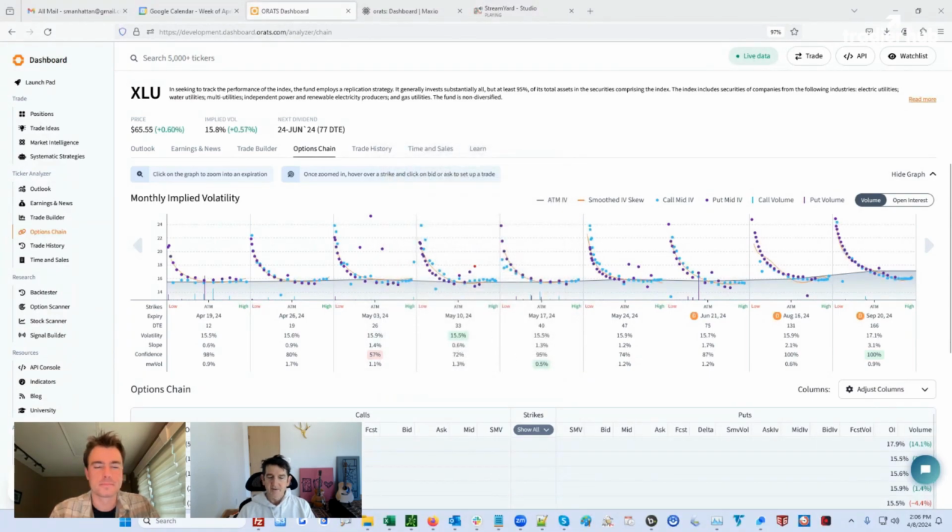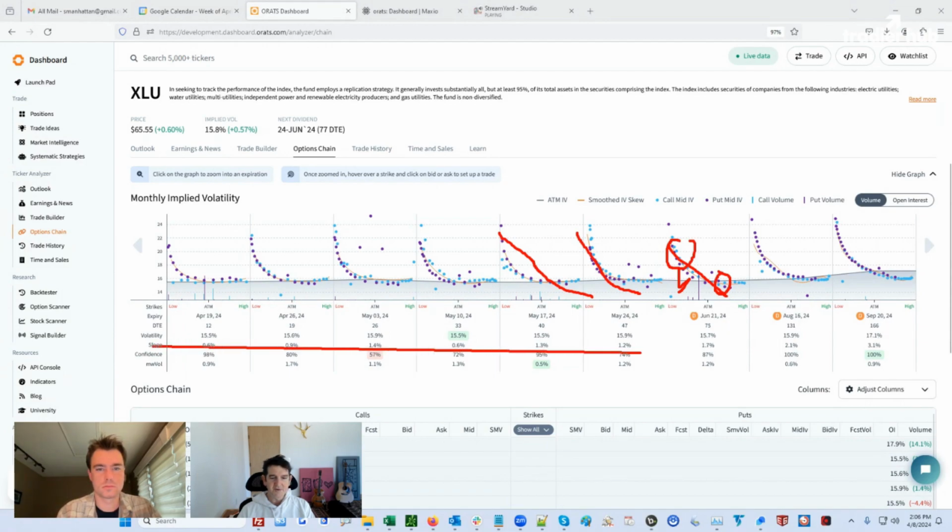So slope is how steep this skew is, or this skew right here. What happens is the puts are on the left and the calls are on the right, and those change. Sometimes this goes down, sometimes it goes up. And we have a measurement of slope here for each month.